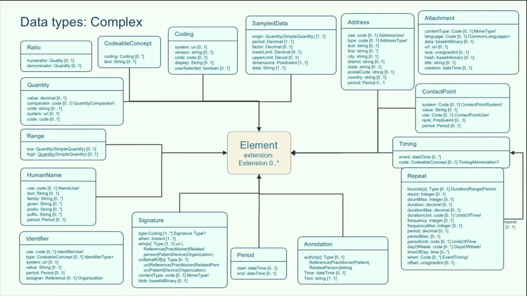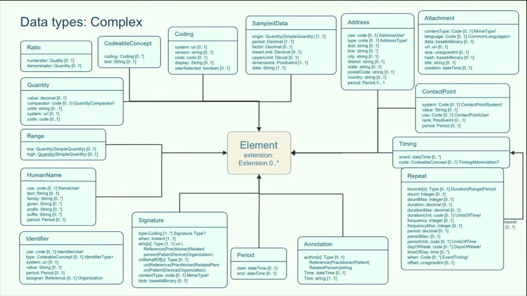The second kind are these complex data types. To me, this looks like a thing of beauty. I suspect others might look at it and think it's a little more complicated, but it's actually quite simple, particularly if you've been involved in other specifications. This is all there is, and a complex one has child elements. If you look at a codable concept, it has a coding element, and that coding element is itself of data type coding. You can see that it's naught to many. In other words, you can have multiple codings inside a codable concept.